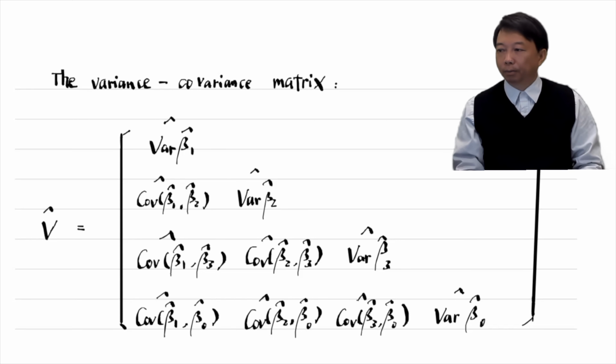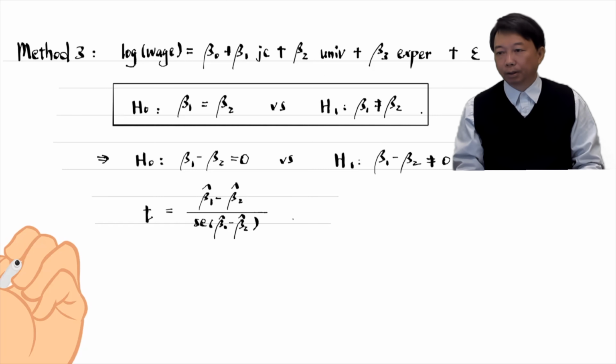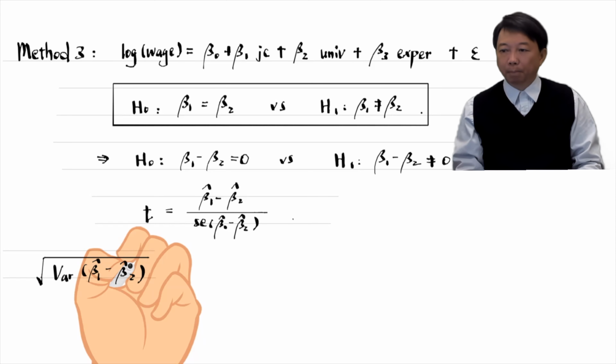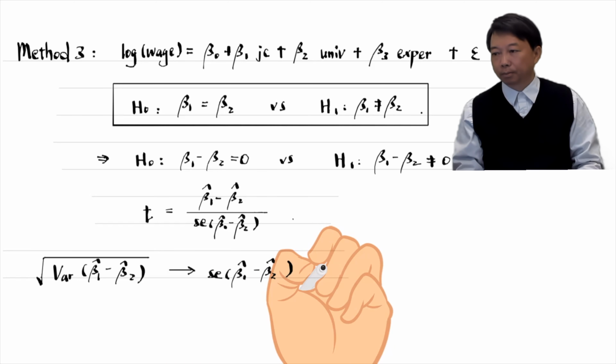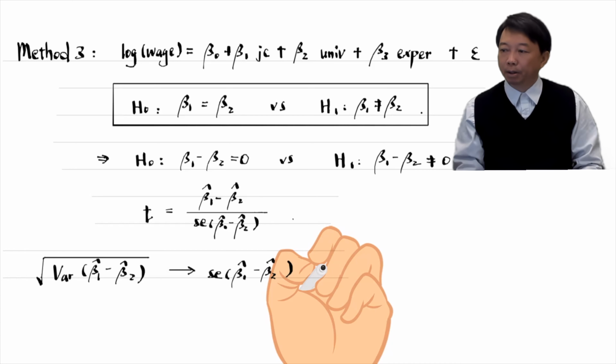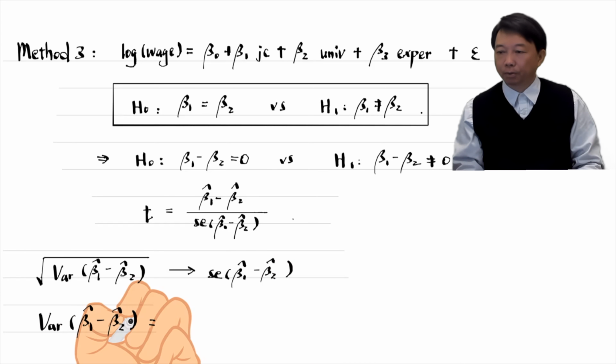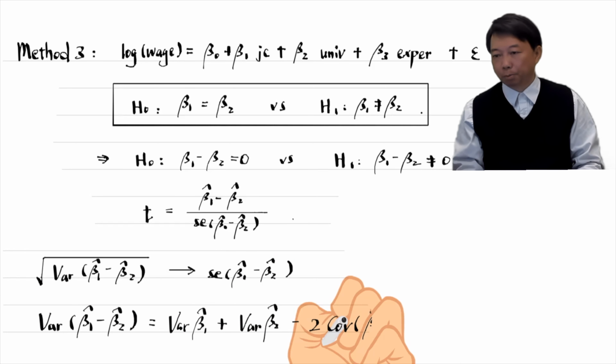Using this information, we can calculate the t-statistic for the null hypothesis by hand. The numerator is the difference between beta 1 hat and beta 2 hat. The denominator is the standard error of this difference, which can be estimated by the square root of the variance of the difference, where the variance can be computed using the elements in the variance-covariance matrix.